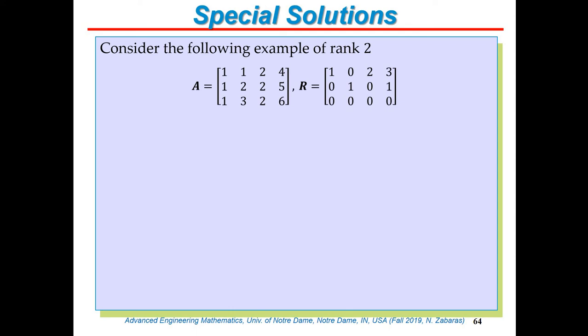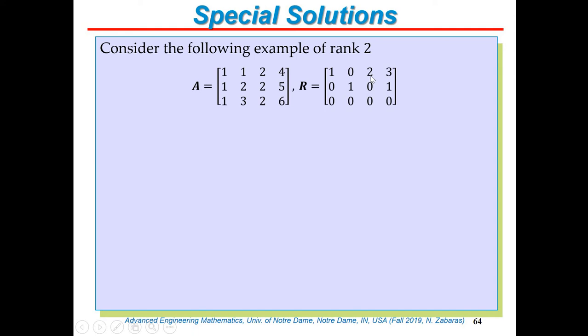So for this particular matrix A that you see there, the row echelon form is shown on the right. We have two columns that are the pivot columns, and we have two columns that identify the free columns, that identify the free variables.